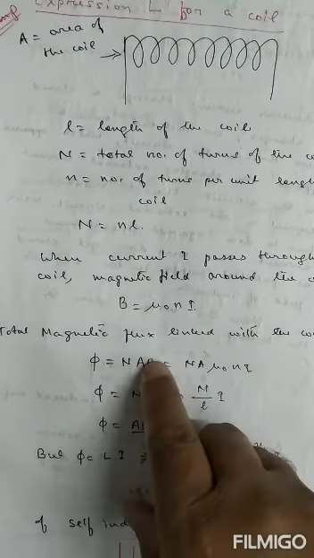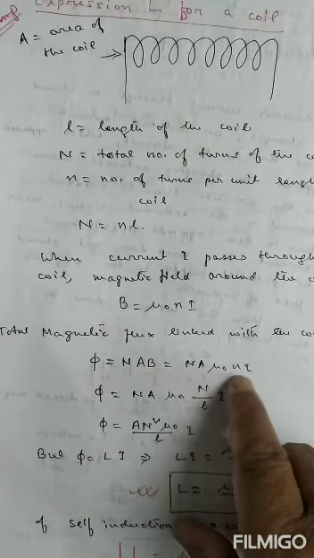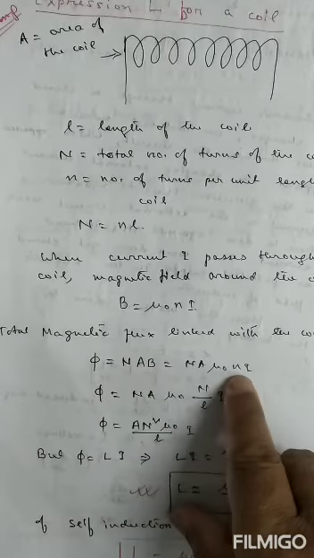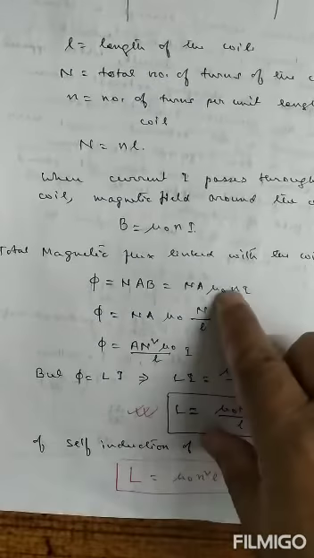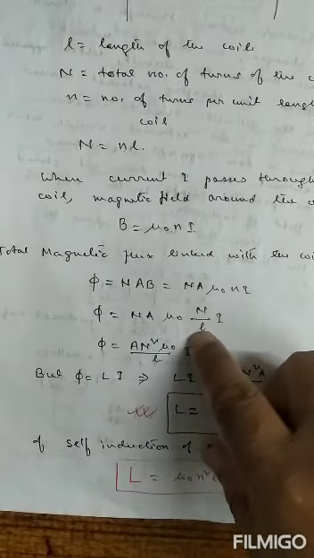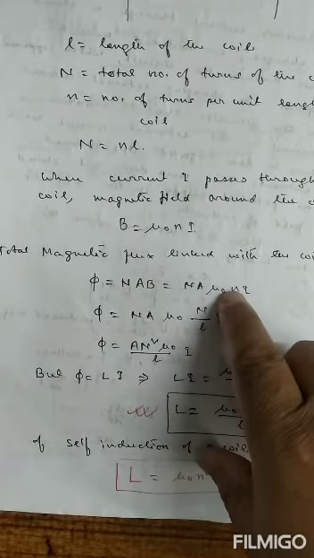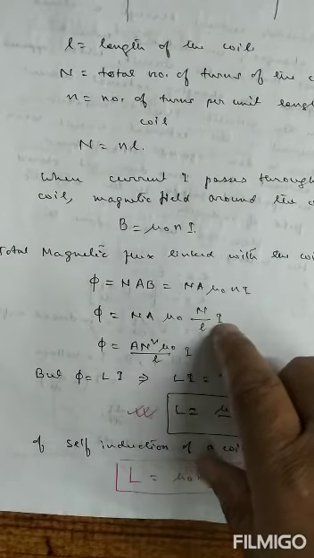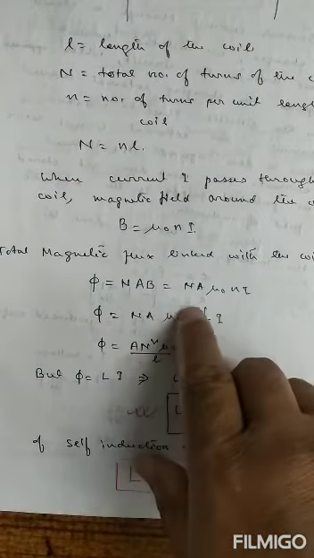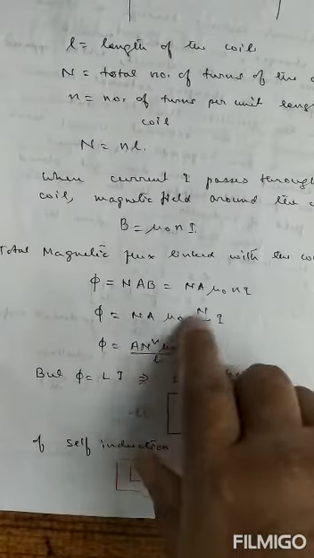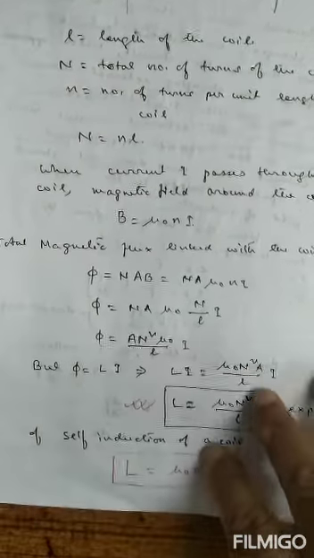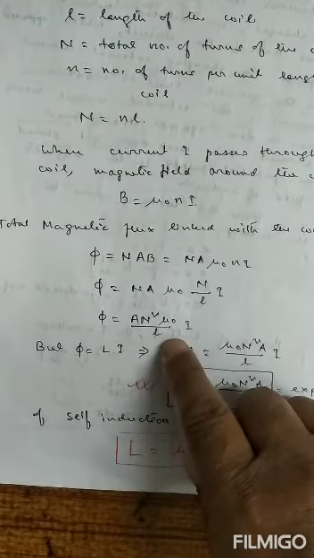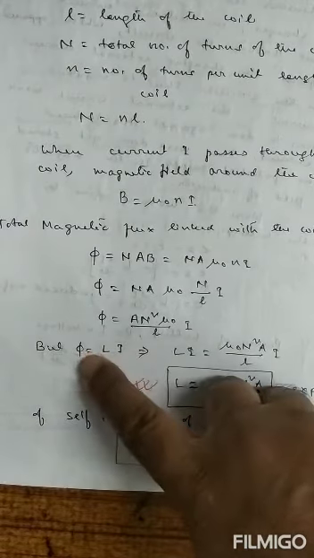So substitute the value of B here. Have you seen it? We substitute the value of B. So what is small n? Capital N by l. Small n is number of turns per unit length. It is total capital N by l. We get this. Now this n and this n get multiplied. So we are getting this. Clear?